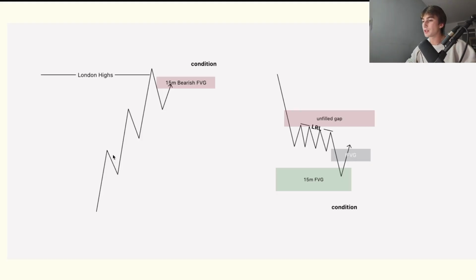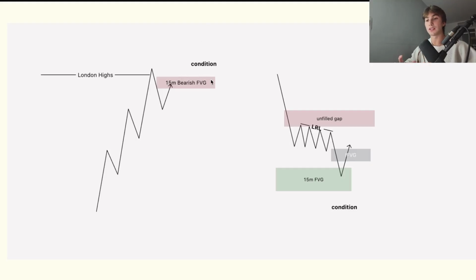So let's say price is trending higher. We sweep out London highs. We get a reaction and we open up a 15-minute bearish fair value gap. That's going to be our condition. Why? Because naturally we're going to get a reaction most of the time if we sweep London highs or London lows. But whether or not that reaction is the start of a reversal or just a reaction and we're going to continue higher, we're going to confirm that through a condition.